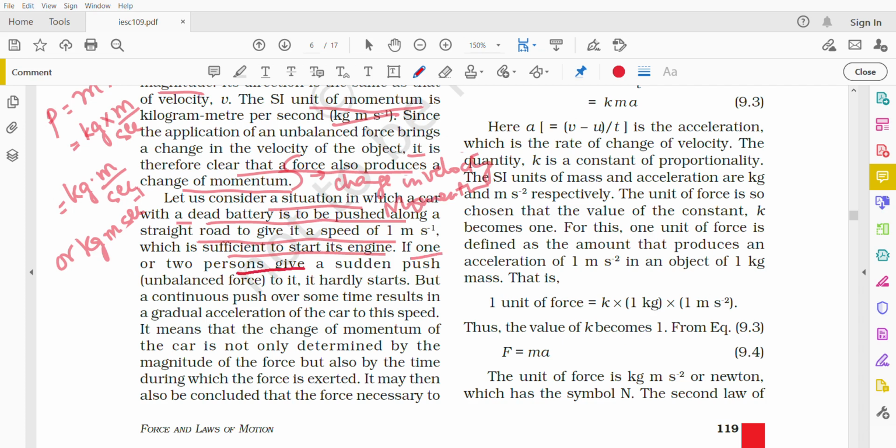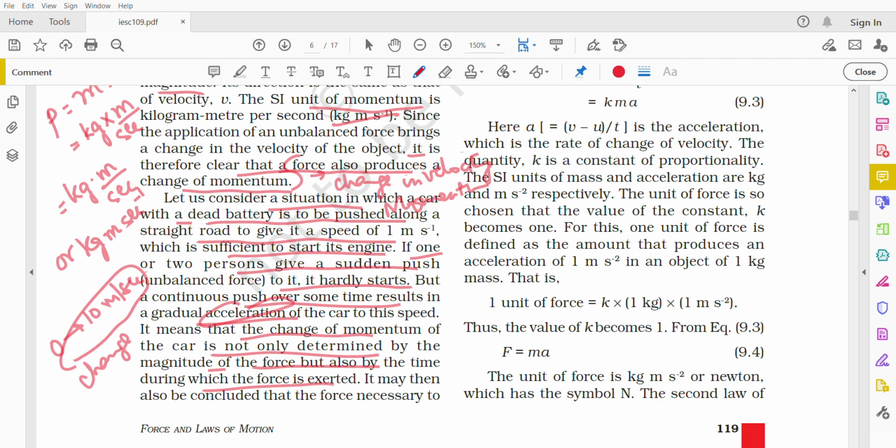If one or two persons give a sudden push, it hardly starts, but a continuous push over some time results in gradual acceleration. When we are pushing, the velocity is changing, isn't it? Earlier it was at 0, then maybe it is attaining 10 meters per second velocity. So the change in velocity gives rise to acceleration. That is how gradual acceleration of the car gives it the speed. It means that the change of momentum of the car is not only determined by the magnitude of force, but also by the time.